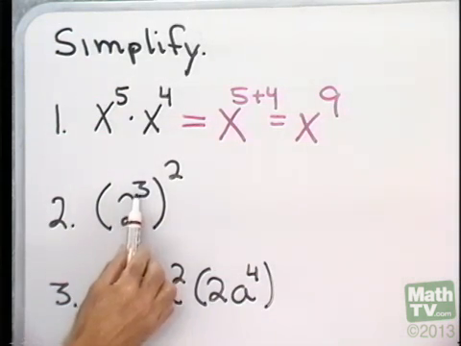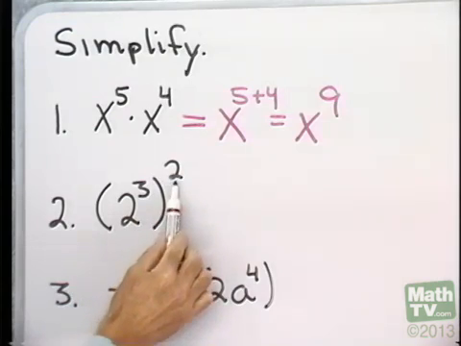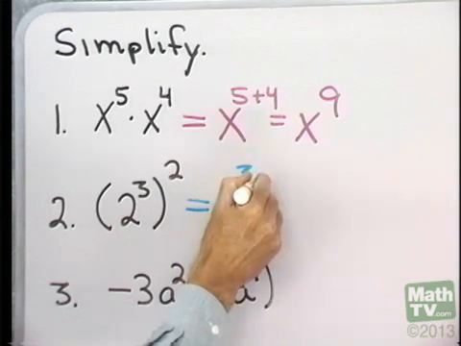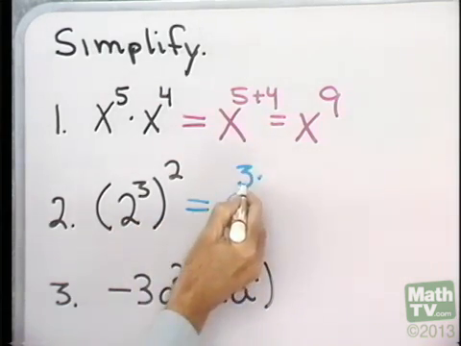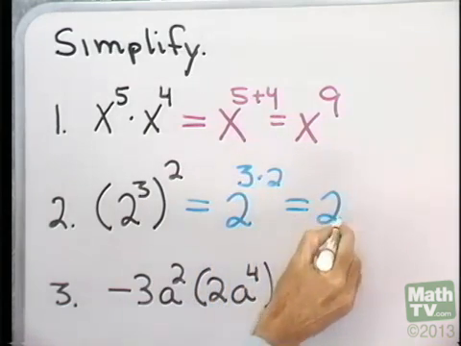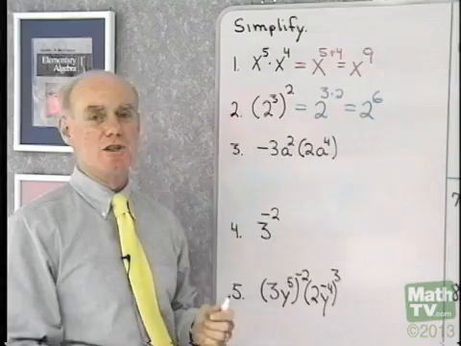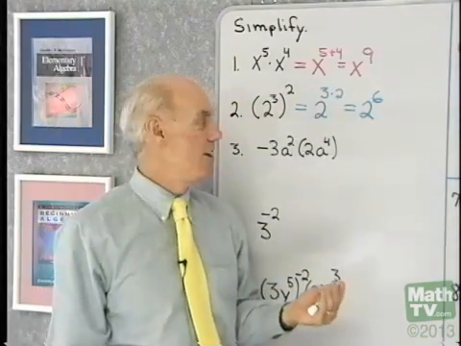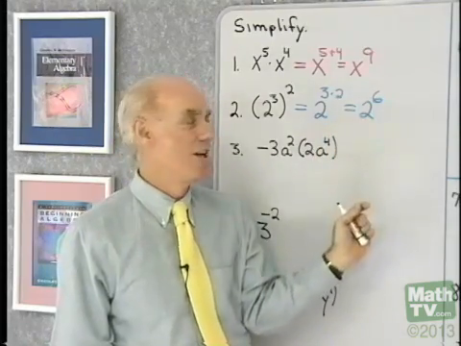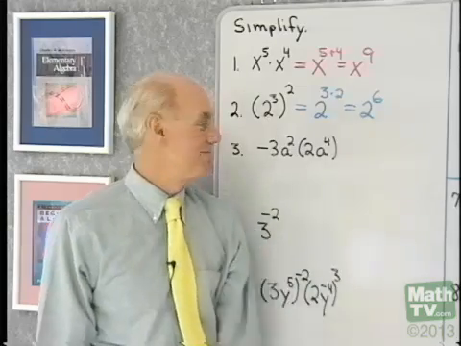Here I have 2 to the third, and that whole quantity is raised to the second. So I have a power raised to a power. In this case, I'm going to multiply exponents. So it'll be 2, that's the base, raised to the 3 times 2. That's the product of those two exponents. And so I have 2 to the 3 times 2 is 6. So that'll be 2 to the 6th power. Now I can simplify that even further by just multiplying 2 times 2 times 2 times 2 times 2, 6 times, and simplify that a little further. I won't do that. Let's go on and work the next problem.